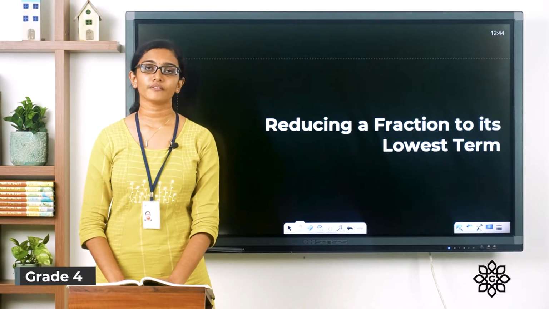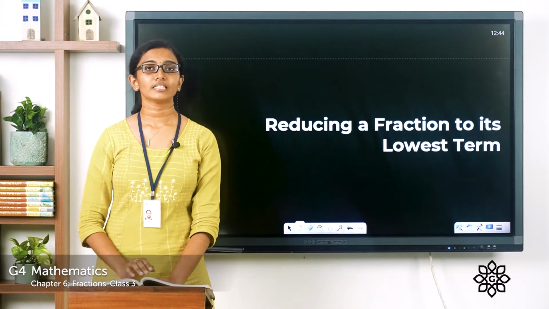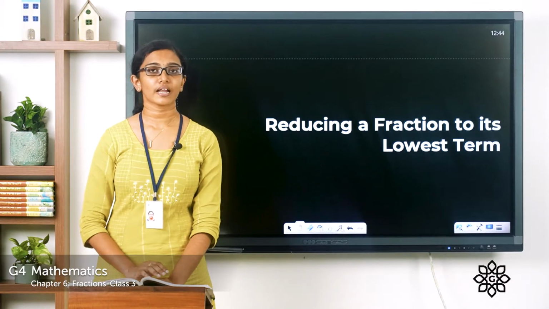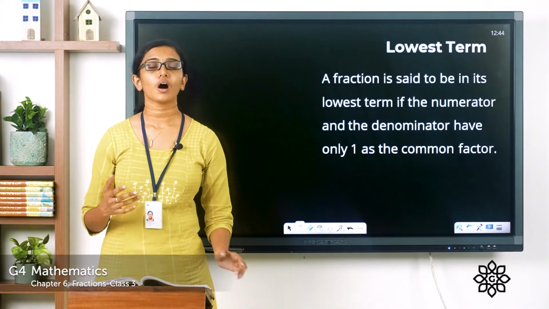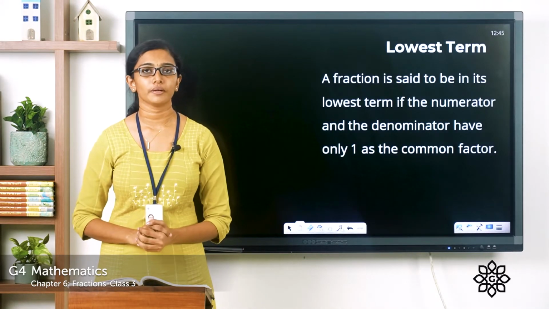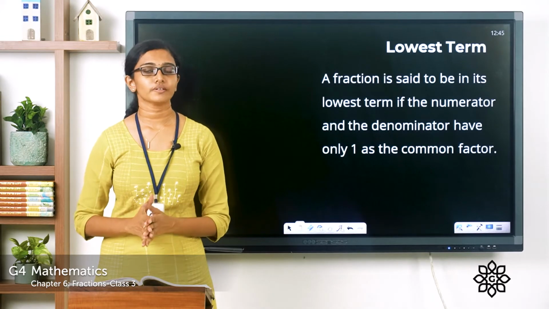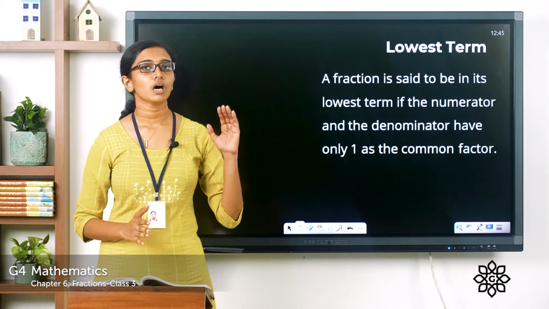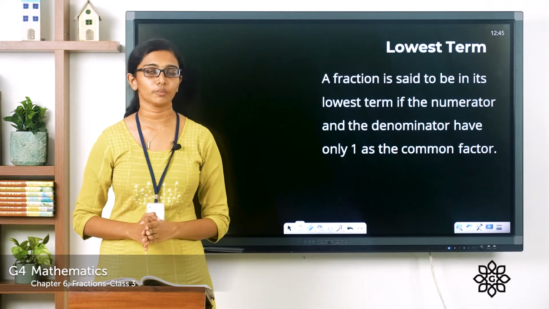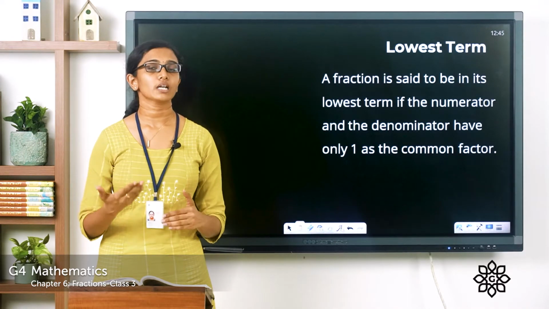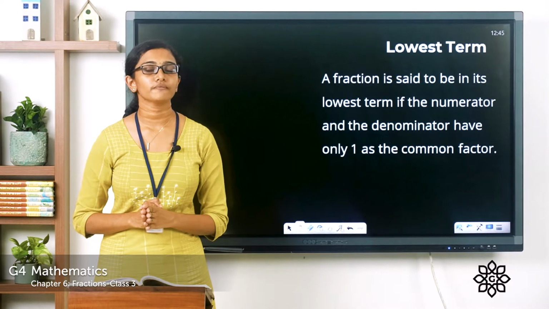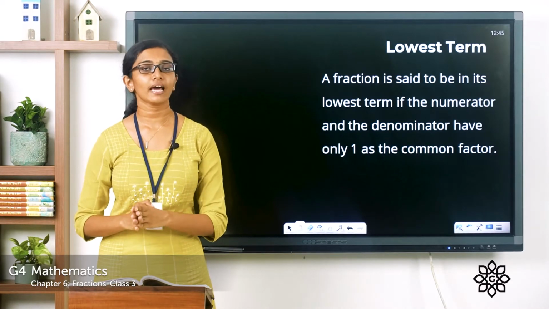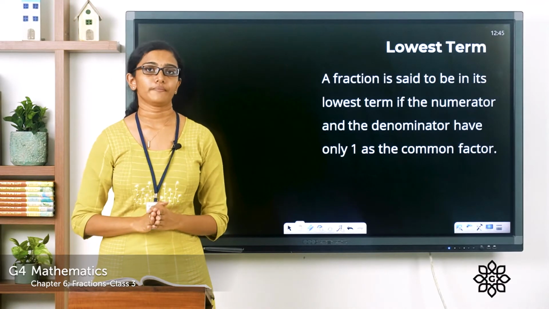We are learning about fractions. Today, let's learn how we can reduce a fraction to its lowest term. We know for all the numbers 1 is a common factor and we usually represent a fraction in the form numerator by denominator. So when you say the lowest form of a fraction, it means that the only common factor for the numerator and the denominator is 1.